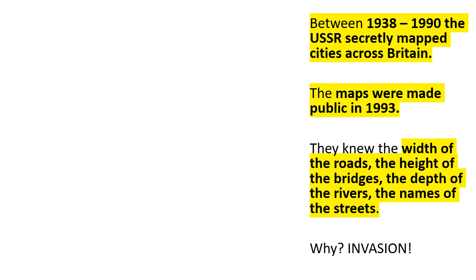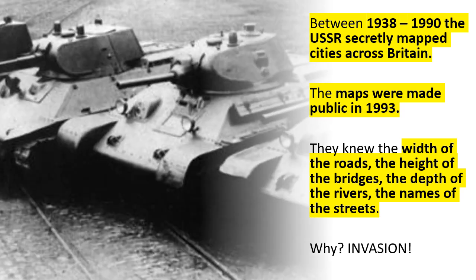And as I said, until even the end of the Cold War in 1990-91, the Soviet Union was mapping towns and cities across Britain, ready to mobilize their forces, in particular tank regiments. They knew where they could go. And we didn't know about this publicly until 1993, but they knew everything.